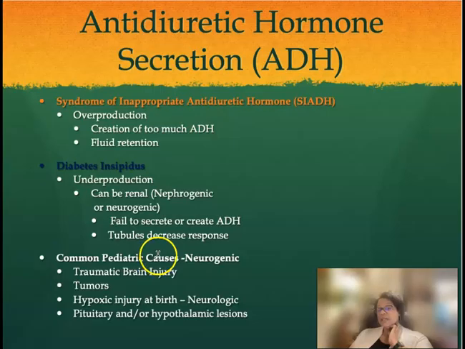Common pediatric causes are brain injury, because there's damage to the hypothalamus. Tumors, again damage or pressure within the brain that causes the hypothalamus to not act correctly. We can have a hypoxic injury at birth, which means a child did not get enough oxygen for an extended period of time during birth. Again, that causes brain trauma. And then pituitary and or hypothalamic lesions. Most of these are obviously neurogenic in relation. These are some of the common things that we see that cause SIADH or DI.